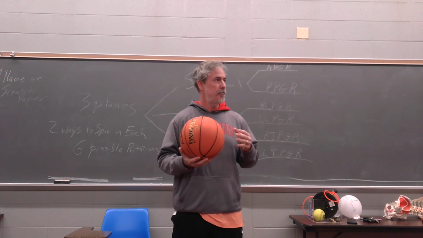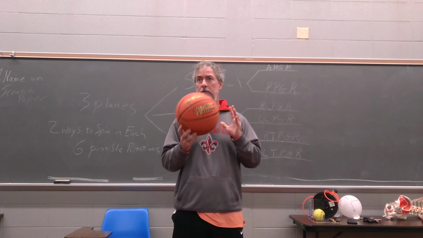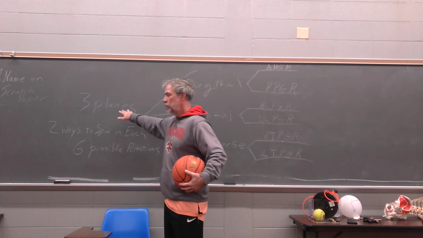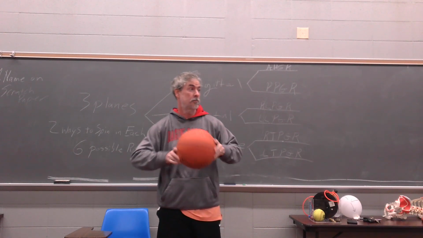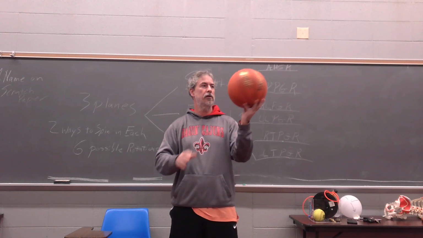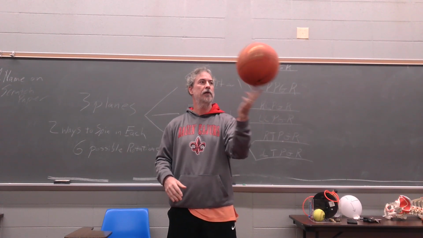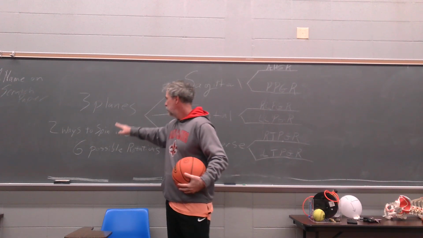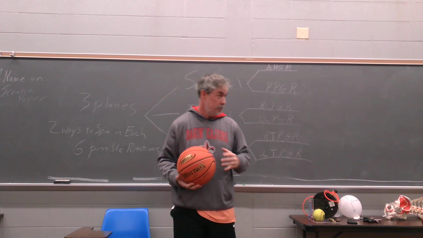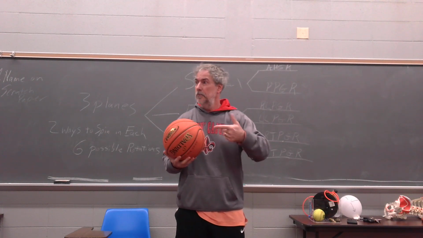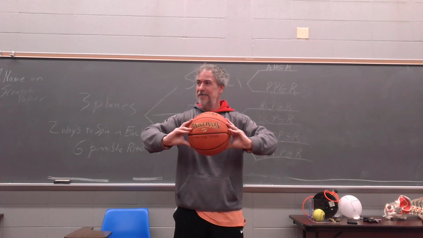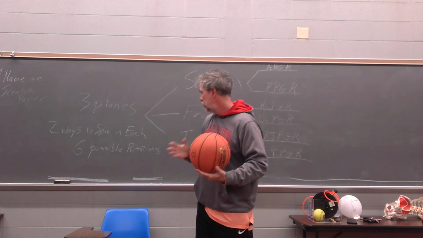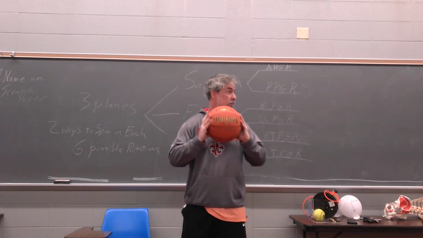So the basketball can spin, obviously, right? We could spin it, and we can spin it in three planes. We can go sagittal, we could go frontal, and we could do it with transverse, right? So we can spin the basketball in three planes. There's two ways to spin the basketball in each plane. I could spin it this way or spin it that way. So there's six possible ways I could spin the basketball.